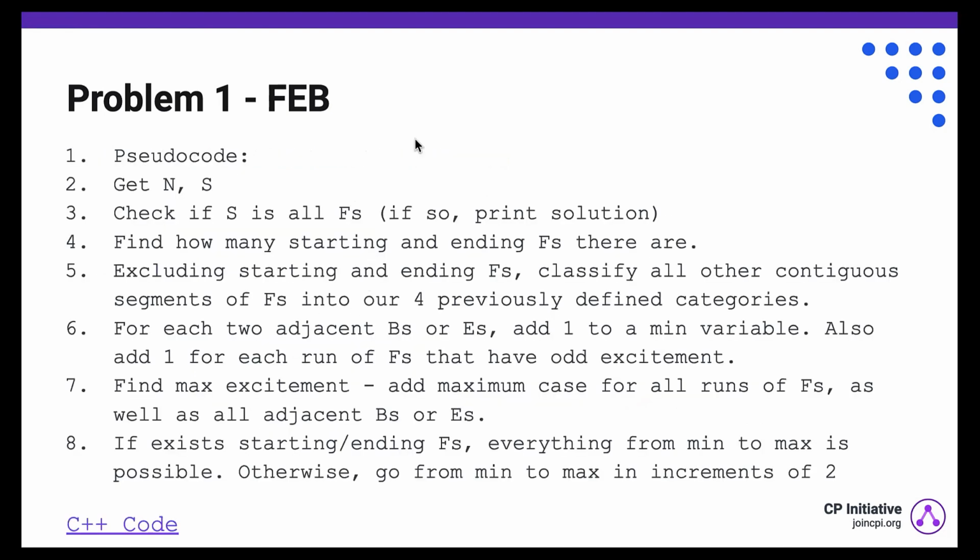So this is our pseudocode essentially. First we take all the inputs, and then, excluding all the starting or ending F's, we classify all the contiguous segments of F into the 4 previously defined categories. Then for B's or E's, we can always add 1 to the min variable, since we know those will always add excitement 1. And then we find the min and max excitement if all the F's are one character or another, and from this information we're able to solve the problem.